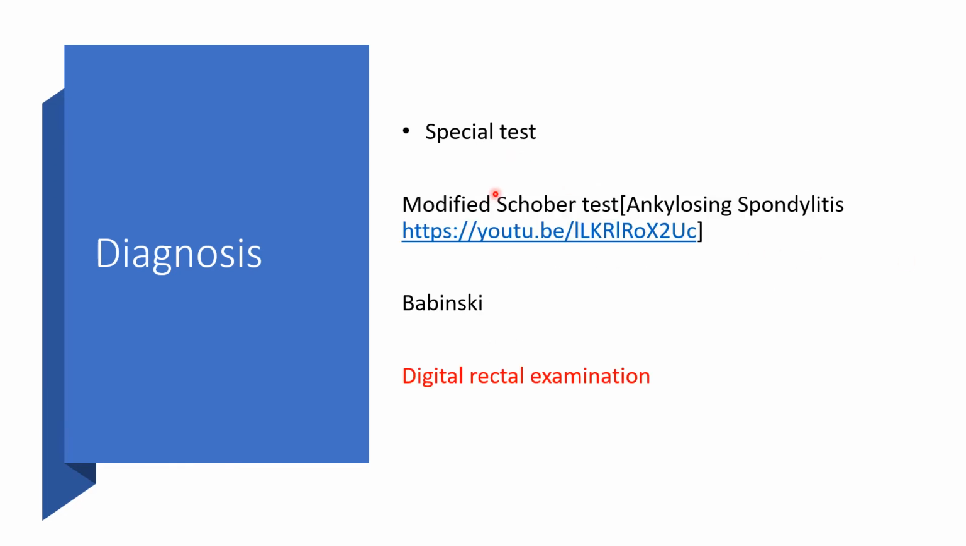Another special test will be modified Schober test, pointing to Ankylosing Spondylitis. There's a full presentation on Ankylosing Spondylitis already here. If you want to know more, you can click on this very link. Babinski test could also be done, and it will be appropriate to have digital rectal examination. Why that? We've been talking about Cauda Equina Syndrome. So digital rectal examination will give a clue that there's laxity, or weakness of the rectal tone.